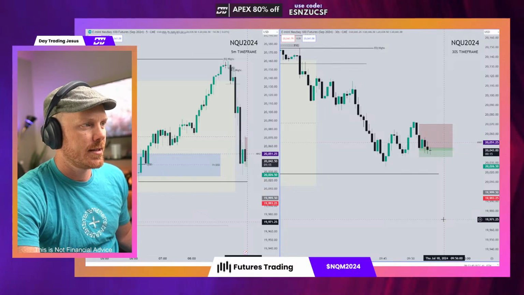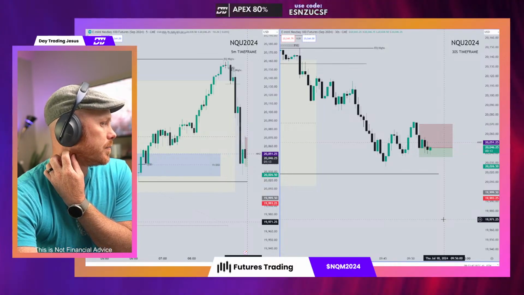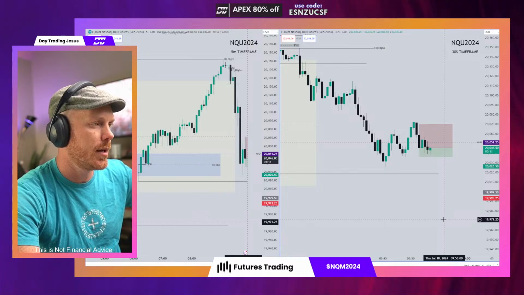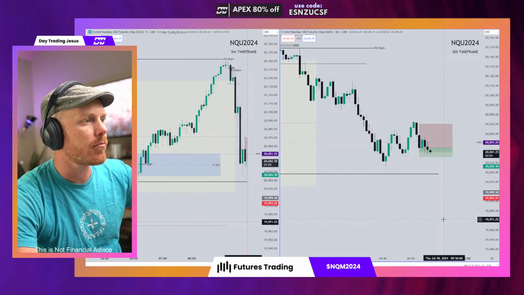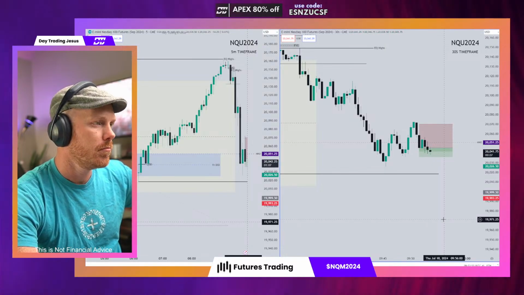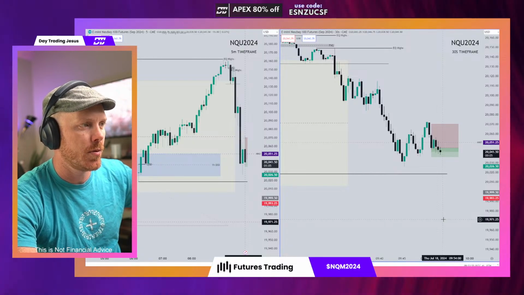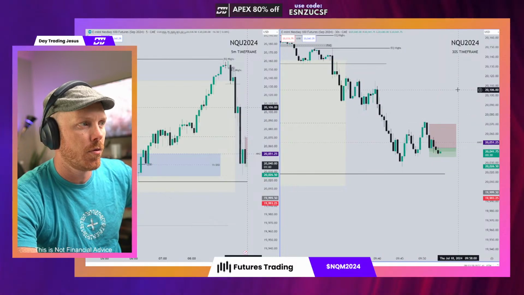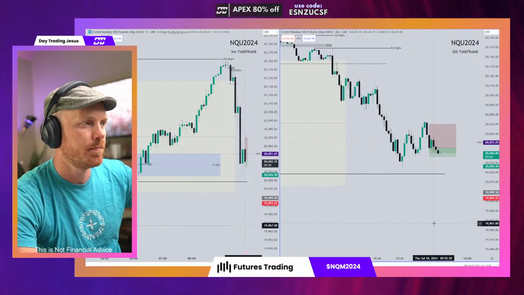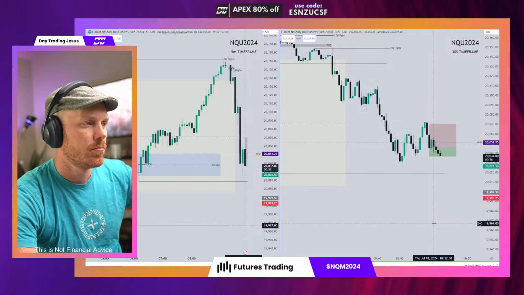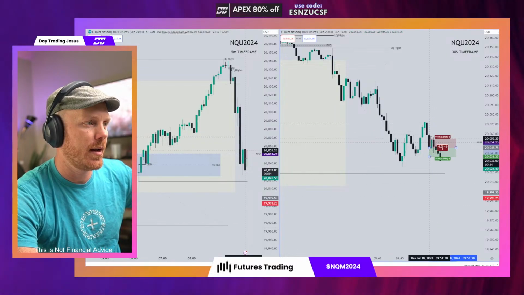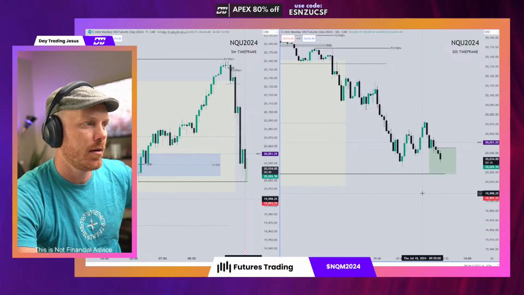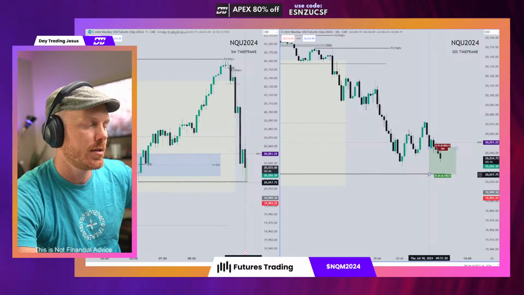I didn't see this setup, so I didn't take it. I don't know if I would want to take it, to be honest. But we're going to watch it play out just to see where order flow is, because if it fails, that's a good sign for a move in the other direction. All right, so stop to break even at that point. And we're targeting that low, or you're looking for this swing low right here.